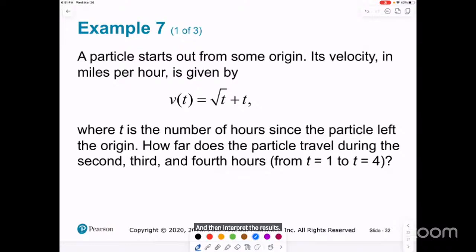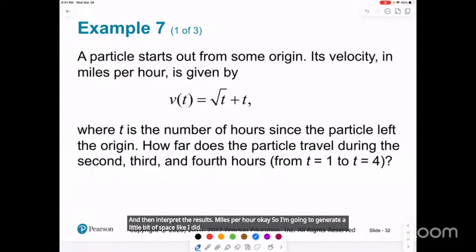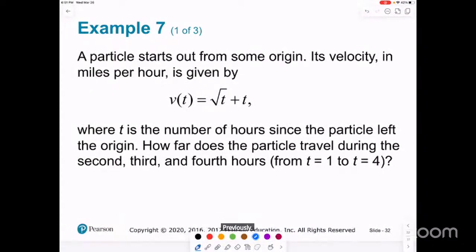Miles per hour. Okay. So I'm going to generate a little bit of space like I did previously. Just kind of reposition it a bit.